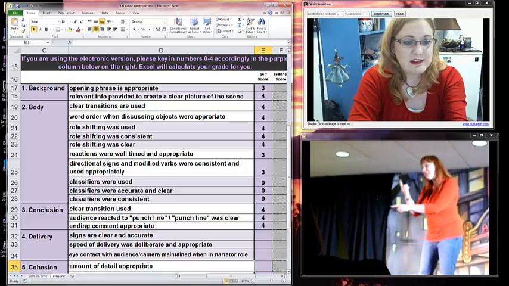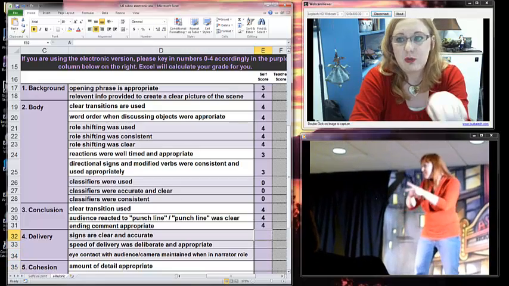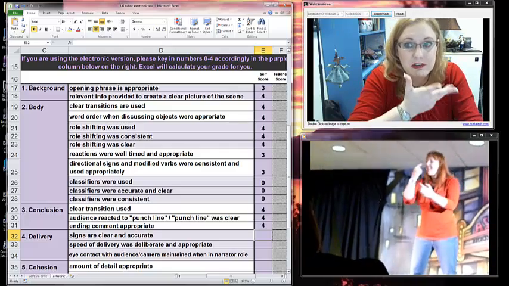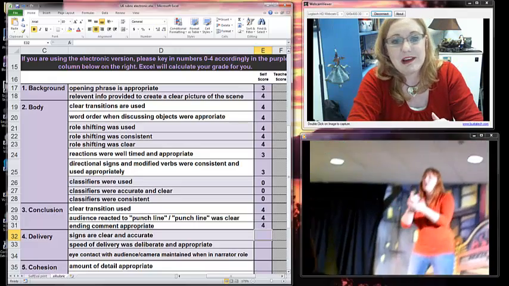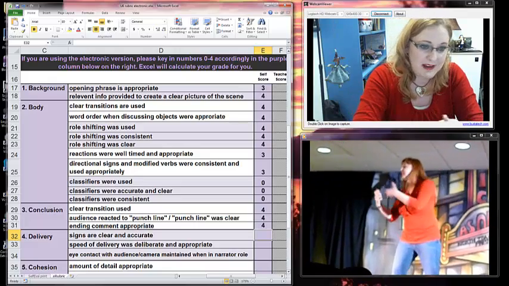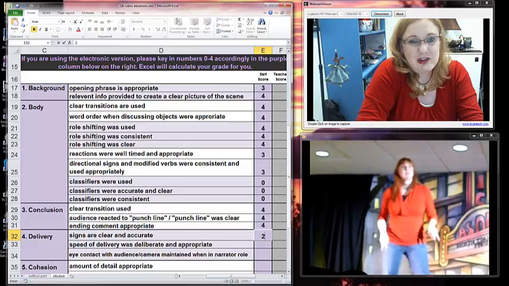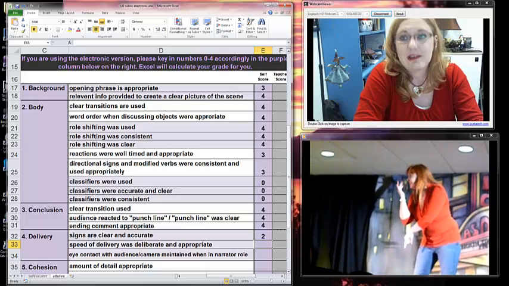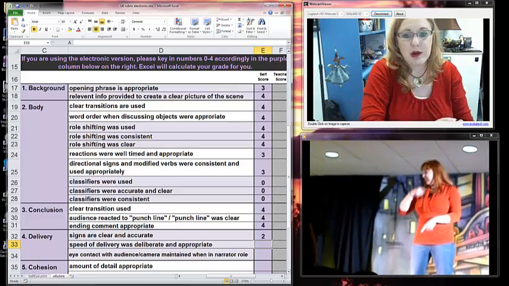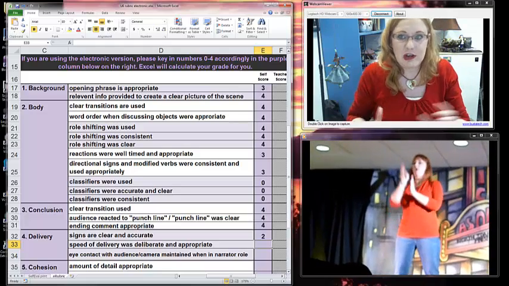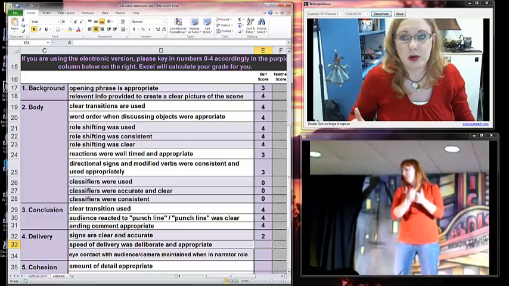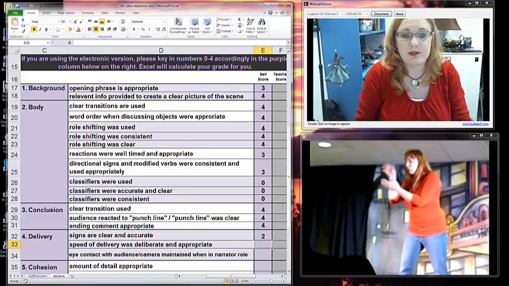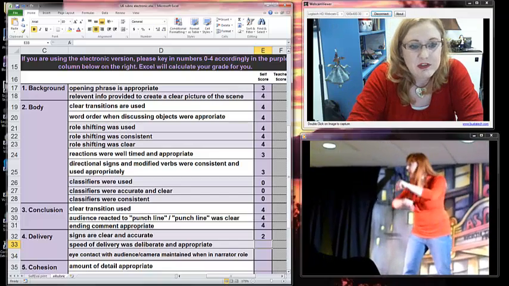Okay, now this is in delivery, this is in general. Signs are clear and accurate, meaning, oh, I know that I signed this wrong and this wrong and this wrong, or my classifiers were not clear or whatever. Then let's say, okay, I got 2 out of 4 with that. Speed of delivery was deliberate and appropriate. So it's not how long was it, but should I have sped up or slowed down in general? Was it just like the audience was like, whoa, what happened? Or was it clear? Was the speed clear? Okay, so let's say 2 with that.